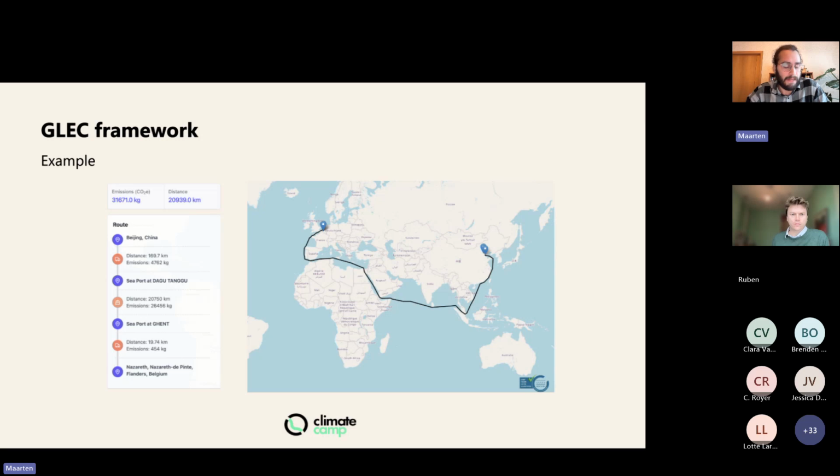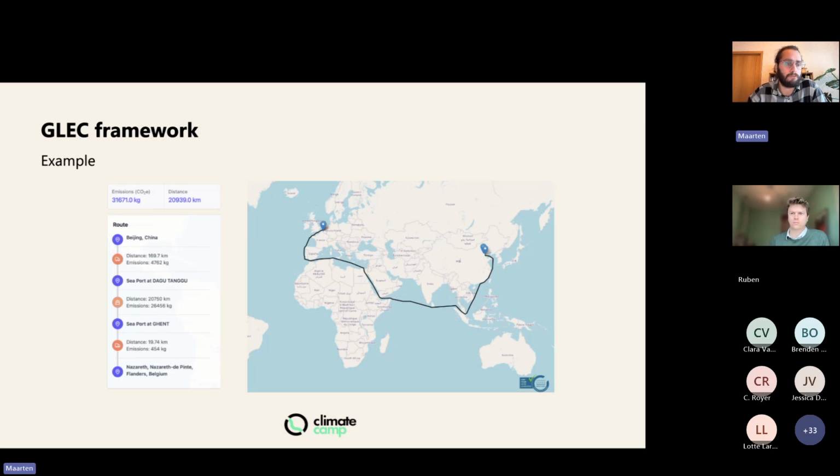Now, I explained the example of the transport chain. Here is an example of how it looks in practice for a single transportation route. So assume we are moving a good from Beijing, China to Nazareth, Flanders. Then it will consist of multiple legs, which are showcased here.